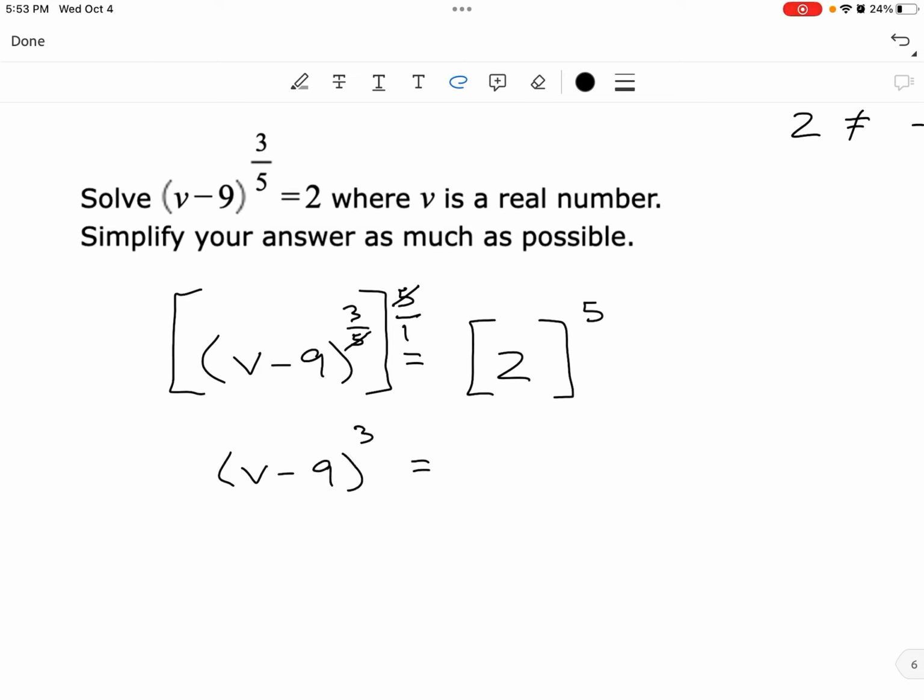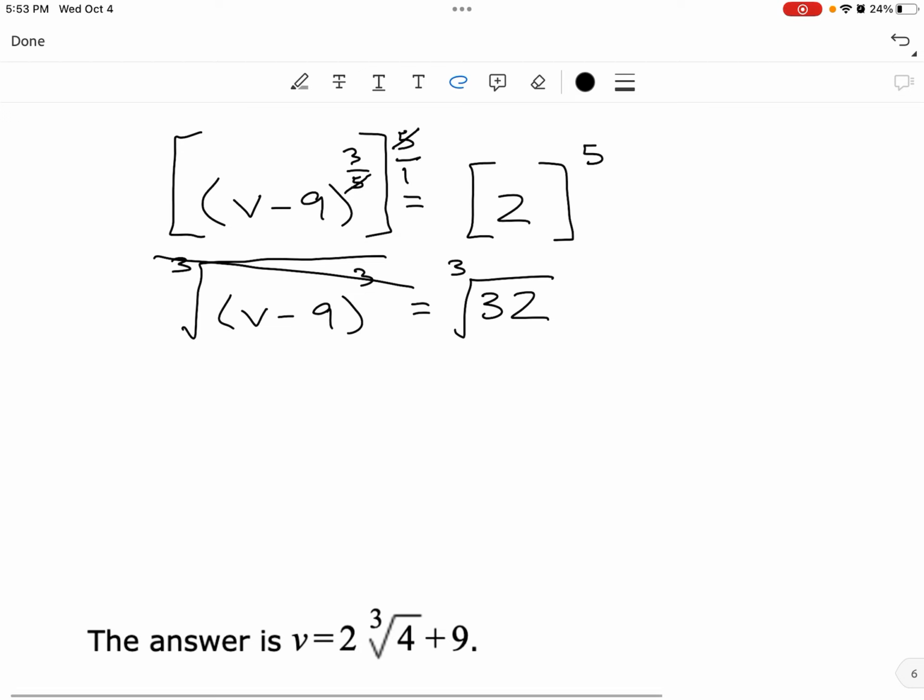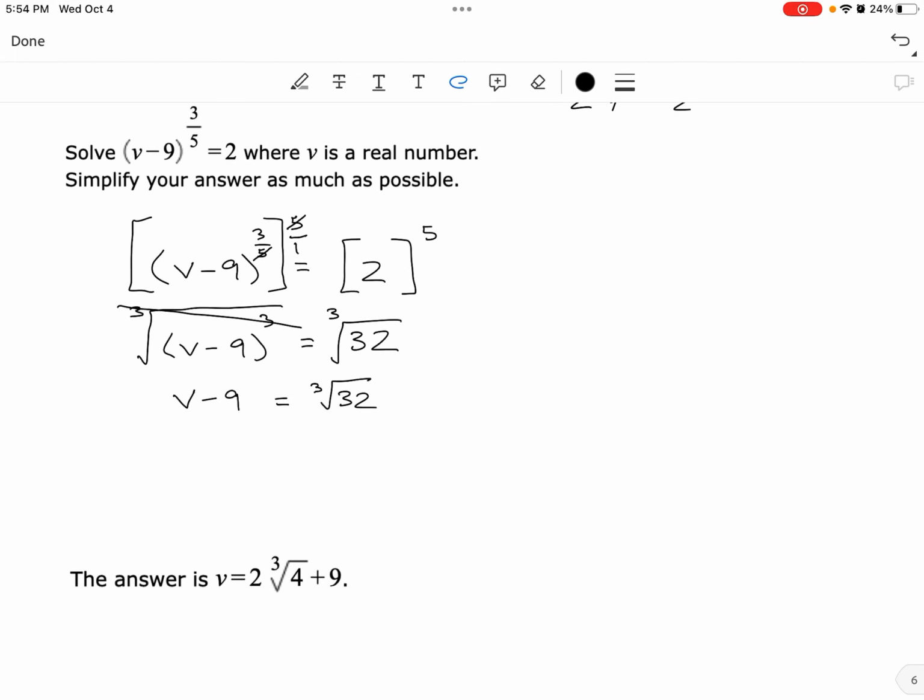We have v minus 9 cubed, and then 2 to the power of 5. 2 times 2 times 2 times 2 times 2, 5 of them, gives us 32. Then we will do the cubed root, again, because we want to get rid of that cube, and we'll also do the cubed root to the right side as well. This will leave us v minus 9, and then the cubed root of 32. If they ask you to simplify this, here's the answer that we're trying to head to. Whoa, how do we get down to that?